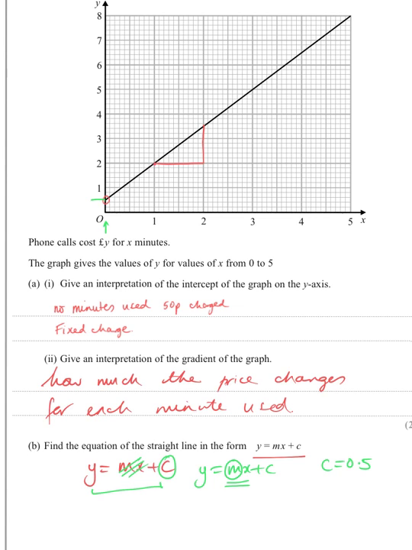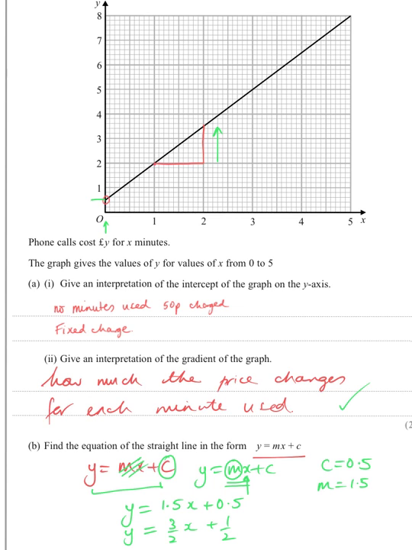So I would say for every 1 unit I go along, I'm having to times by 1.5, because that's how much it's going up each time. So m is simply 1.5, and we had that here from this part, didn't we? So I would say y equals 1.5x plus 0.5. Some of you might prefer to say 3 over 2x plus a half.